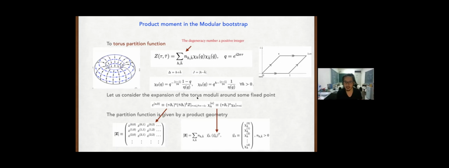Now, we would like to consider the expansion of the torus moduli around, for example, some fixed point. This is like a Taylor expansion, but not precisely. These expansion operators are engineered such that the coefficients that you get are simple. So for example, if you expand around the S self-dual point, then because you can expand both in tau and tau bar, on the left-hand side you get a matrix. On the right-hand side, you get the expansion coming from the characters. This expansion of your partition function is given by the degeneracy number multiplied by the expansion of the characters. There are two characters: one is the holomorphic, the other is the anti-holomorphic part. And therefore, just from the get-go, you have a product geometry.